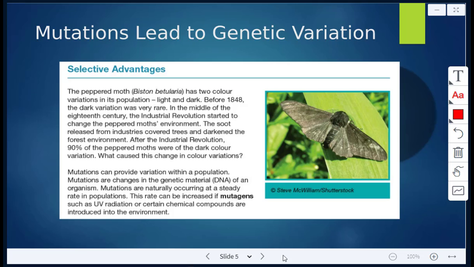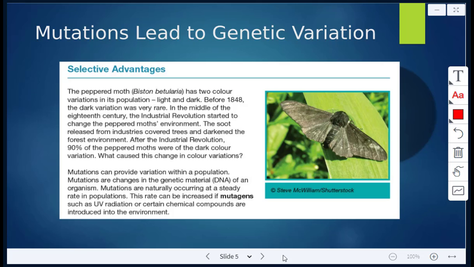So for selective advantages, let's look at this example of the peppered moth. The peppered moth has 2 color variations in its population. They're either light or they're dark. Before 1848, the dark variation was very rare, but in the middle of the 18th century, the Industrial Revolution started to change the peppered moth's environment. The soot released from industries started to cover trees, and it darkened the forest environment. After the Industrial Revolution, 90% of the peppered moths were now of the dark color.